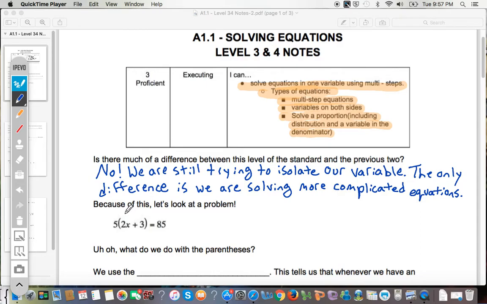Okay? If you're thinking right off the bat, well, we have a plus 3. We could probably subtract 3 on this side and subtract 3 on that side. It's not quite that simple. Okay? So whenever we have parentheses, we use something called the distributive property. Okay? So I'll wait a second for you to write that down.